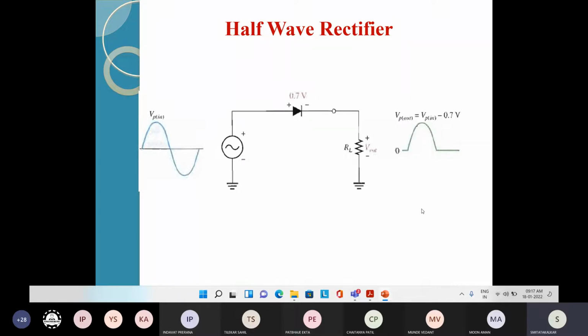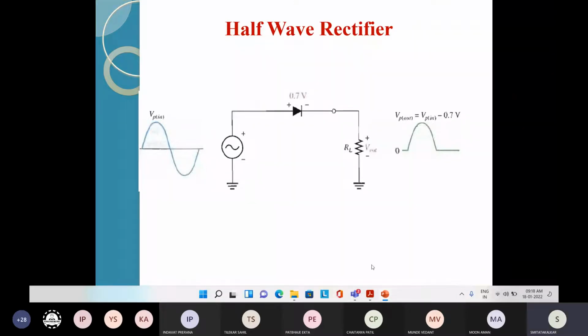The peak output voltage is equal to the input voltage minus the 0.7 volt diode voltage, because the diode conducts only in forward bias, meaning the positive half cycle. In the positive half cycle, the diode conducts with 0.7 volt in forward bias, and in the negative half cycle it does not conduct, because it is in reverse bias. That's why the negative half cycle is cut off. Here on the output side, it is mentioning the line.